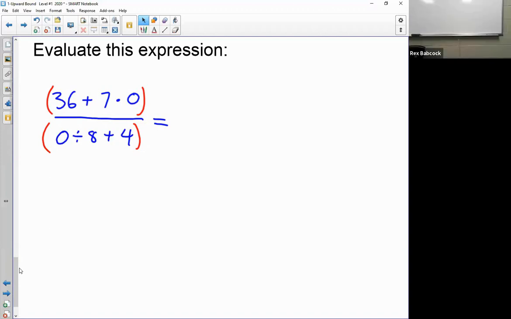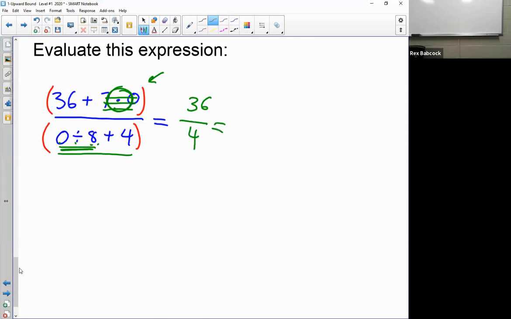Well, let's see if we agree on the answer using order of operations. I'll start in the numerator right here, and I multiply first. 7 times 0. Now that's not an exponent, so it's not 1. It's a multiplication problem. That's 0. 0 plus 36 is just 36. Work in the denominator. Order of operations, you do division and multiplication first. 0 divided by 8 is 0. 0 plus 4 is 4.